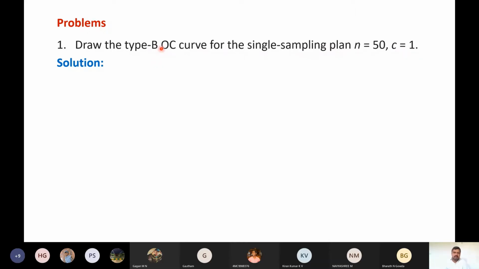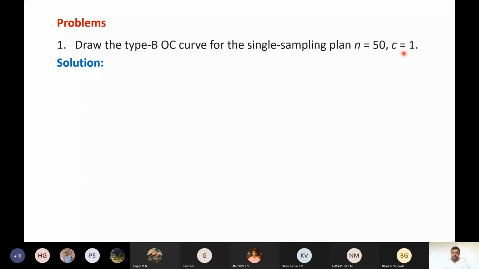There are two types of OC curve, type A and type B, depending on the type of distribution adopted. Type B is based on the binomial distribution. Type A depends on the hypergeometric distribution. Here they have given only two data: small n is equal to 50 and c is equal to 1. Small n means sample size, that is 50, and the acceptance number is 1.